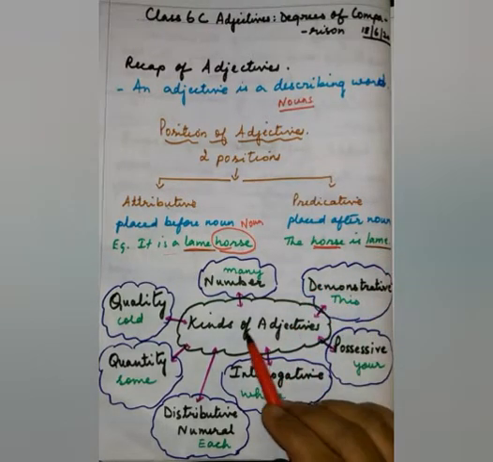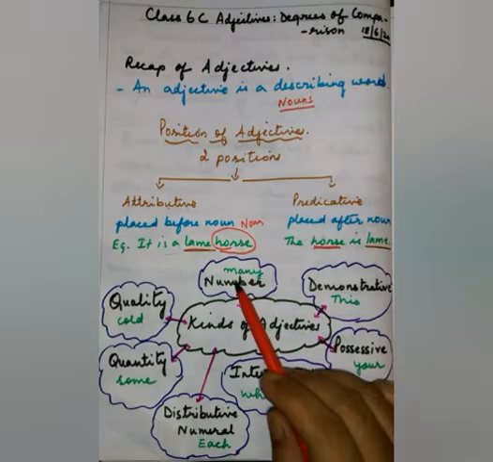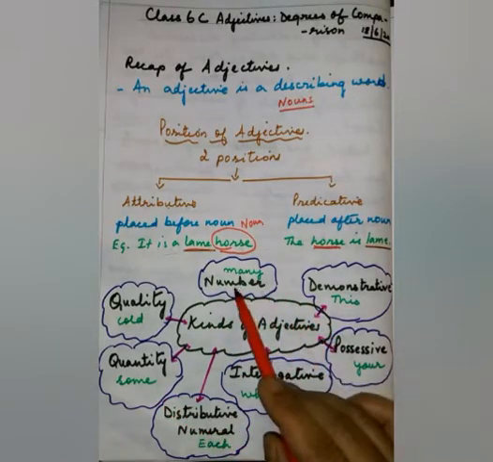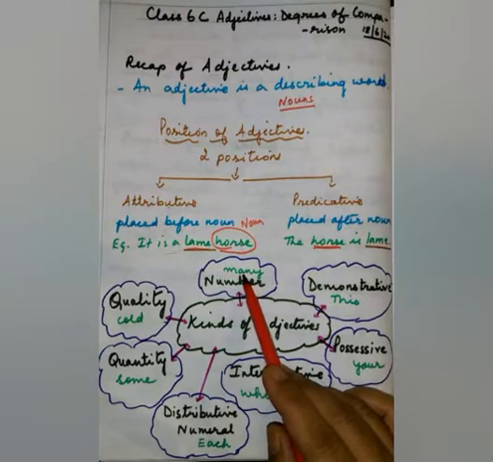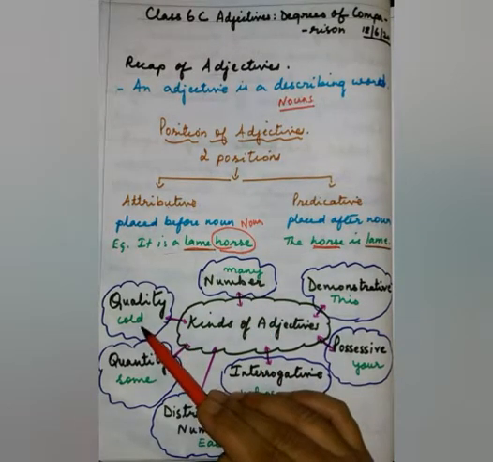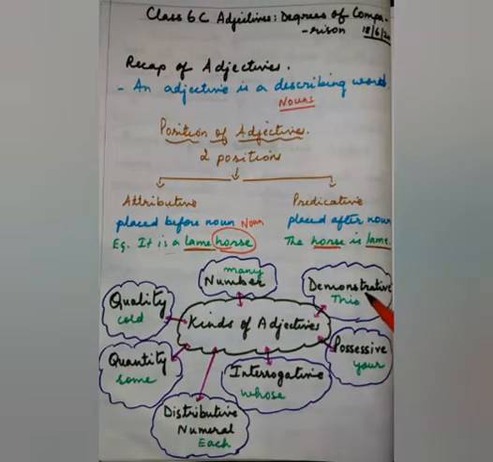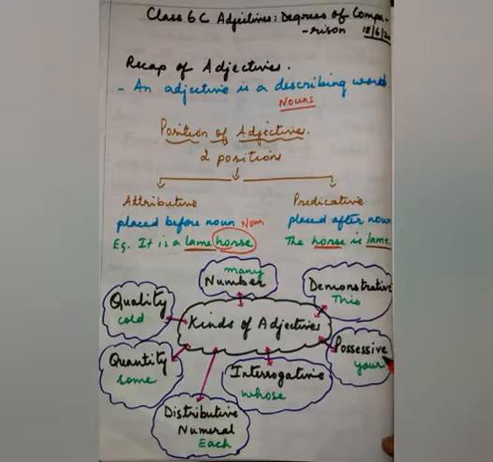Next, we have learned kinds of adjectives. There are 7 kinds of adjectives. We have number, for which I have given you an example in green, many. Then we have quality: cold, hot, powerful. Then we have quantity: some, enough. Then we have demonstrative: this, that, these, those. Then we have possessive: your, my, his, hers.